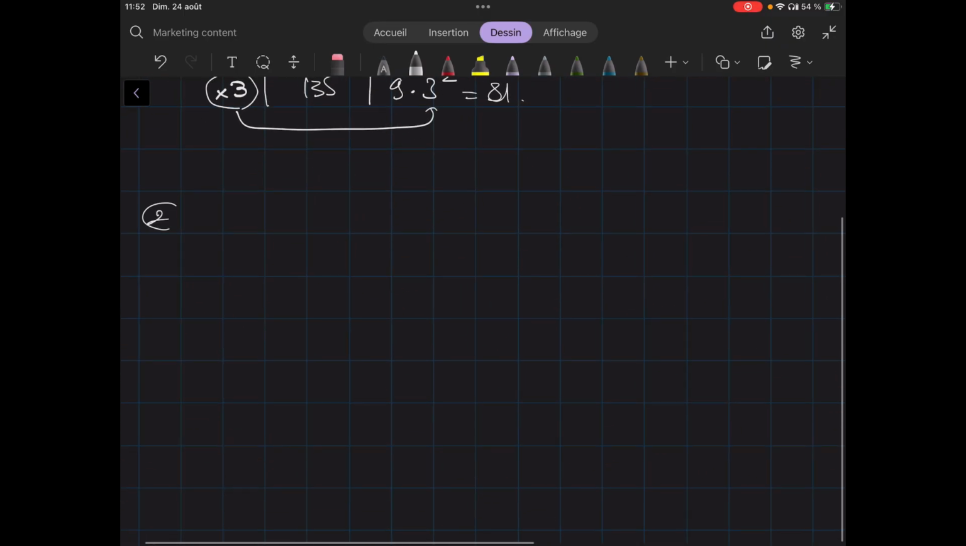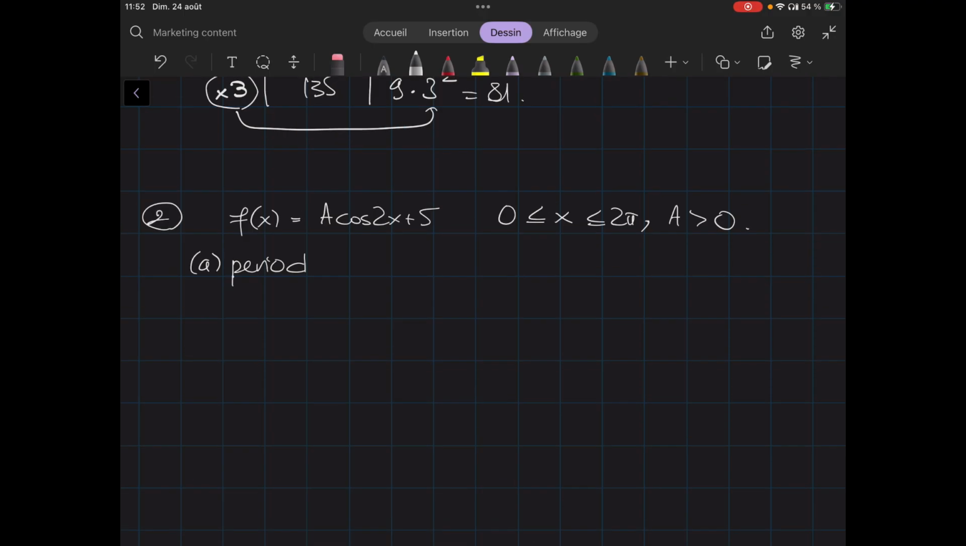Question 2. F of x is equal to a cos of 2x plus 5. X is between 0 and 2 pi. A is also positive. In part A, you are asked to write down the period. The period of a sinusoidal function, either sine or cos of kx, is going to be 2 pi divided by the coefficient right in front of the x. So pi radians.